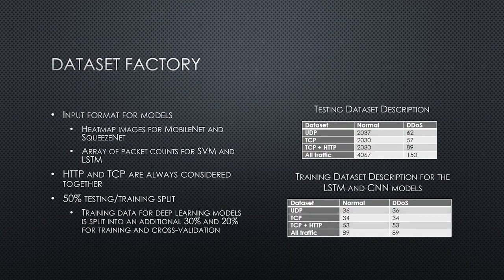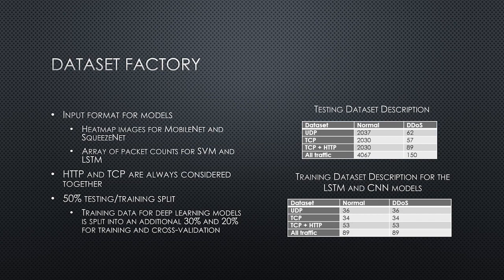Next, we will cover the details of the dataset factory, which takes the traffic windows produced by the data transformation module, formats the data into input compatible with our machine learning models, and breaks that data down into testing and training datasets. As I previously mentioned, MobileNet and SqueezeNet are designed with computer vision applications in mind, so a heat map was created for each network traffic window to provide them with compatible input. For the LSTM and SVM, a one-dimensional array was created for each traffic frame, with the packet counts for each host on the network populating this array.